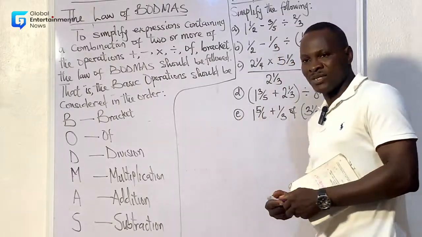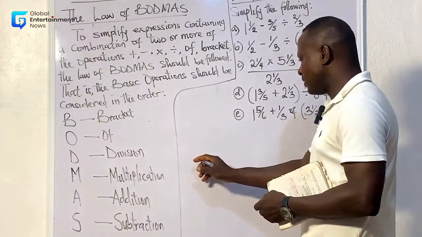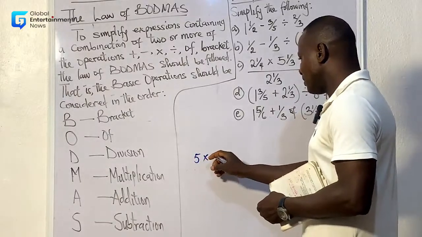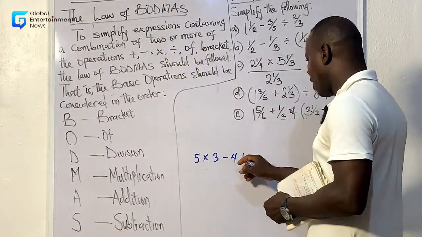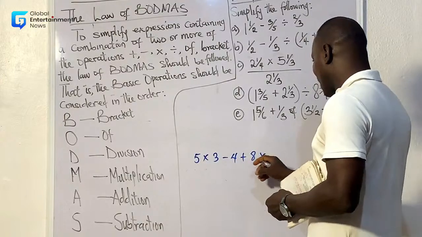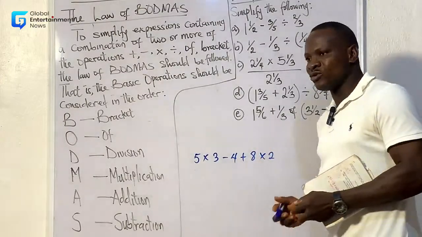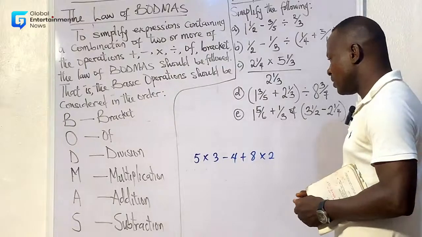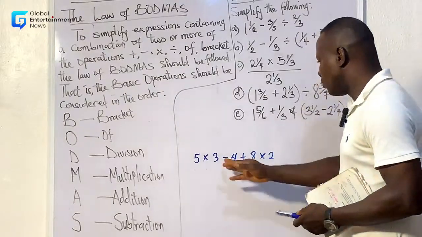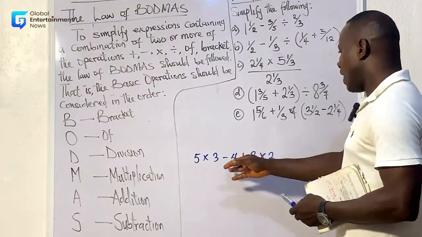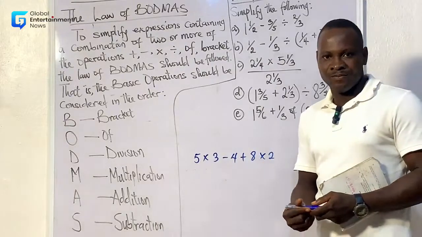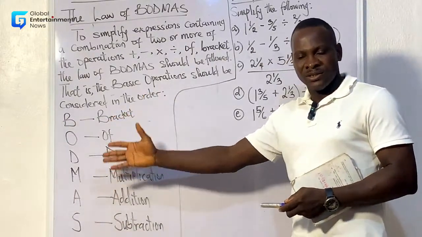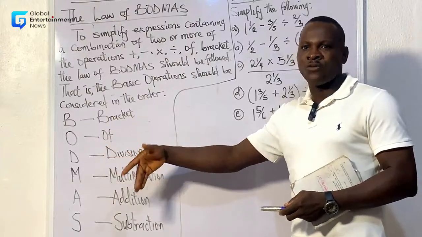If I give you something like this, 5 times 3 minus 4 plus 8 times 2, and I ask you to solve it, some people cannot solve this. Why? Because we have more than two operations here. So how do we solve this? We have to follow the rules, the law of BODMAS.